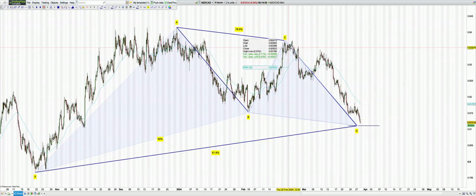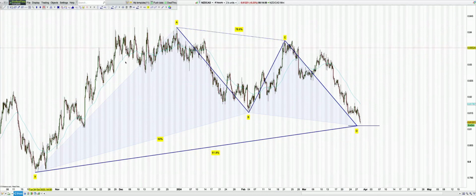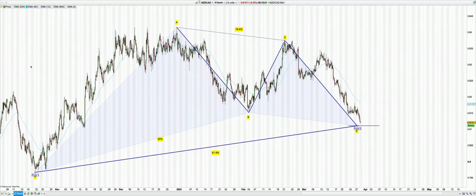So we've seen an ABCD structure. We've identified the Gartley elements to it, which bring it even higher probability. So for now, we just sit back and we watch markets unfold.